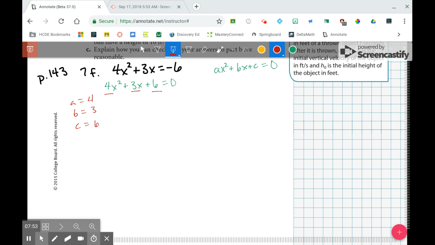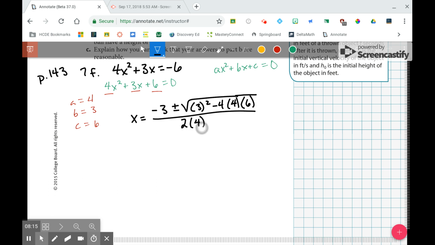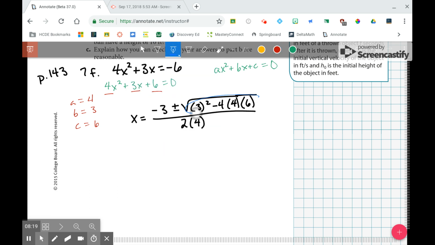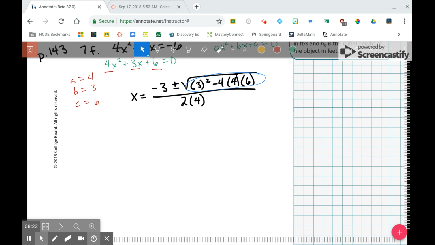So we take those values and we're going to plug it into the quadratic formula. So it's x equals the opposite of b, or negative b, however you want to write that, plus or minus the square root of b squared minus 4ac, all divided by 2 times our a. So let's simplify the square root in different parts of our quadratic formula. So we have negative 3 plus or minus the square root.